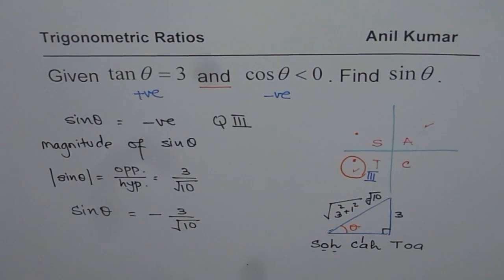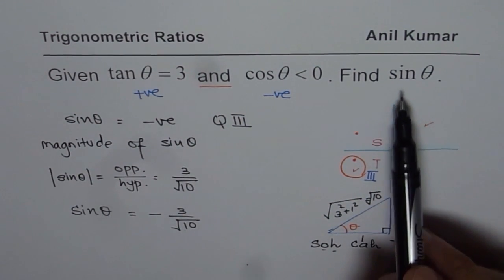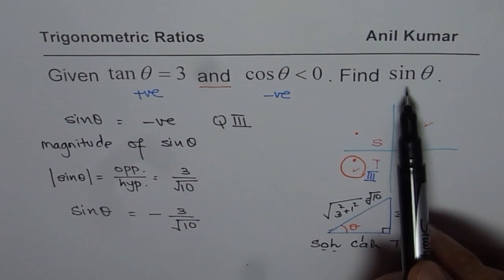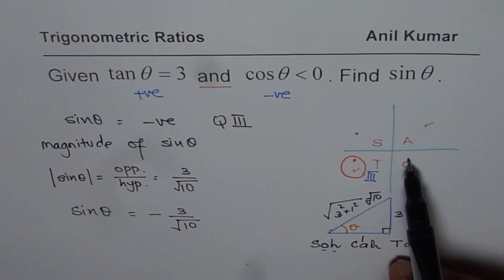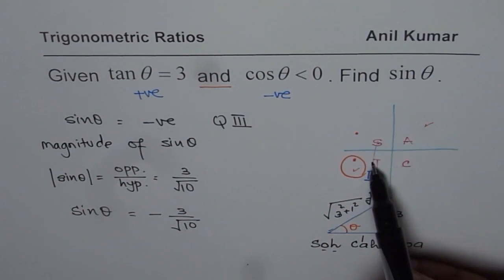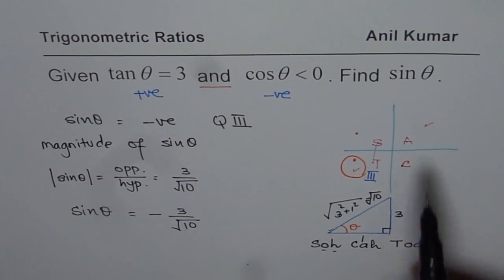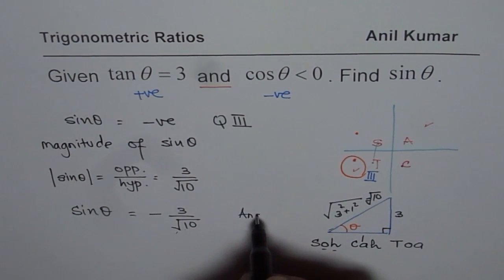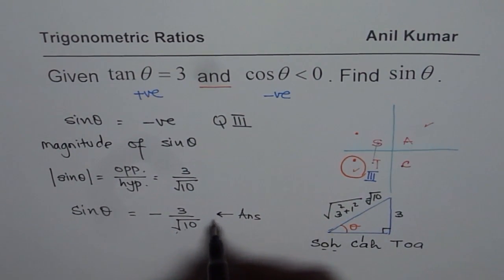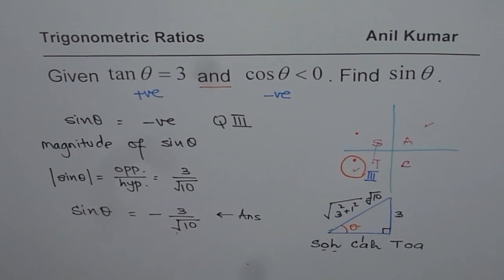I hope these steps are absolutely clear. So whenever you want to evaluate the value of a trigonometric ratio, then try to calculate the sign from the CAST rule or "All Silver Tea Cup". Once you know the sign, find the magnitude using the right triangle. Combine the two and write down your answer. So our answer is sine theta is equal to minus 3 over square root 10.